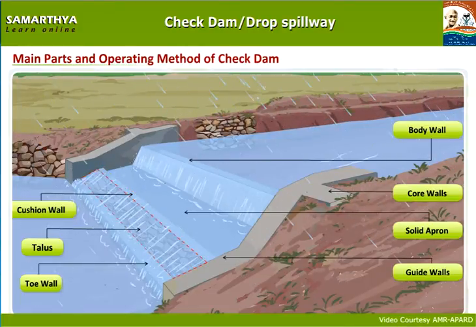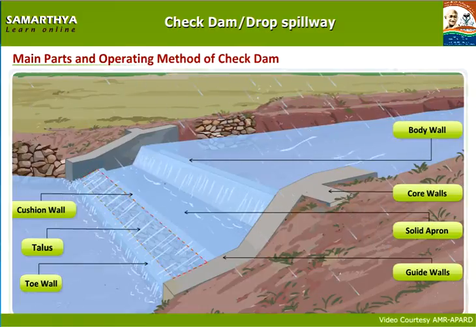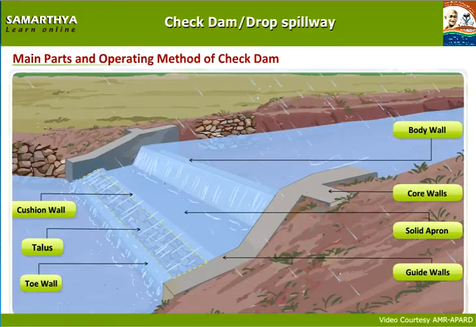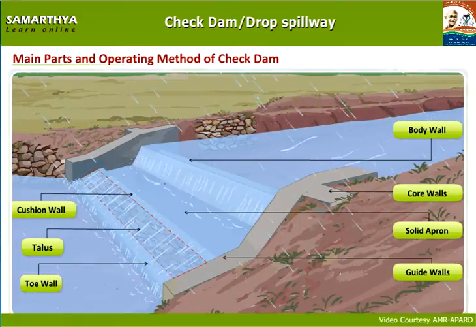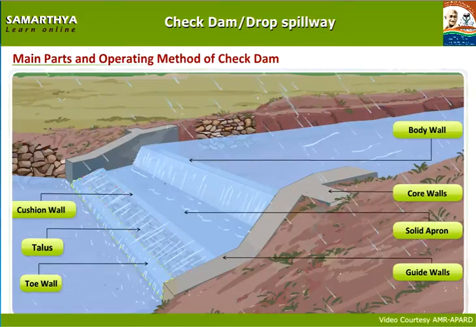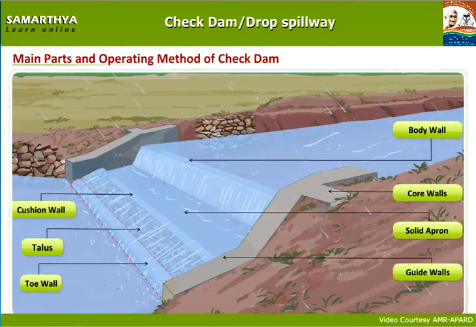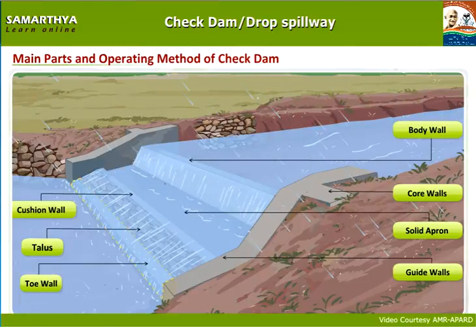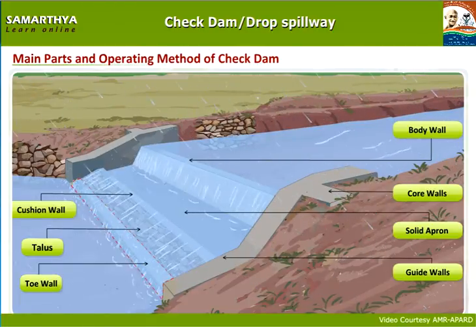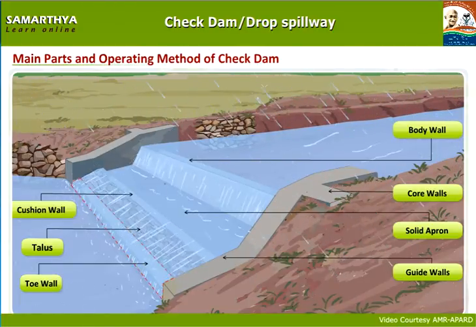Talus. This is a raw stone construction where run of water from cushion wall falls. Toe wall. This is a construction which takes the weight of stones of talus.